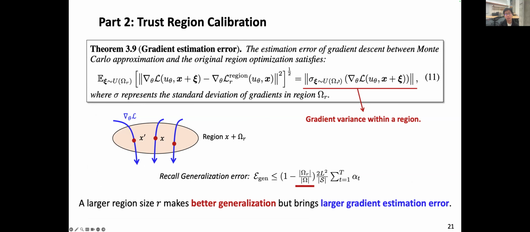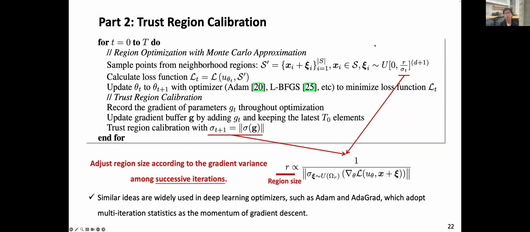This theorem states this. And let's recall the previously proved generalization bound. It indicates that if you have a larger region size Omega R, this can facilitate better generalization. But we cannot unboundedly increase Omega R because it will bring a large gradient estimation error. Therefore, we propose an adaptive strategy to adjust the region size according to the gradient variance among successive iterations. Specifically, in our algorithm, the region size is determined inversely proportional to the gradient variance to enable training stability. So it's quite intuitive, because if you have very unstable gradients, it means the region size is large.